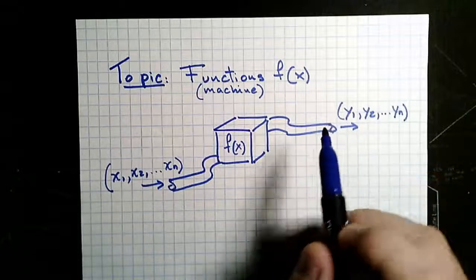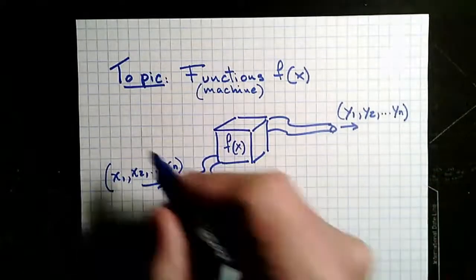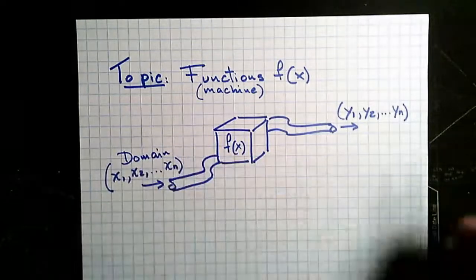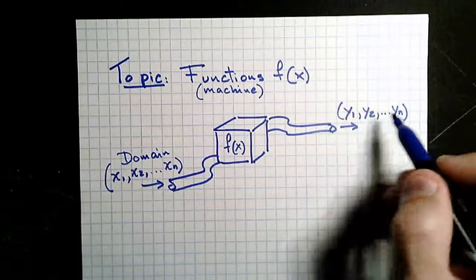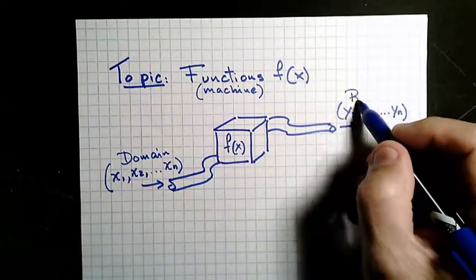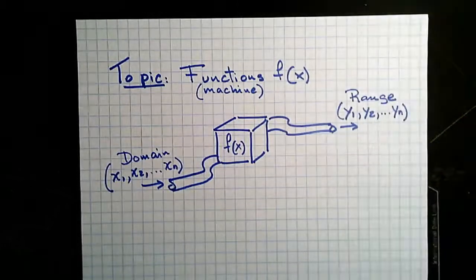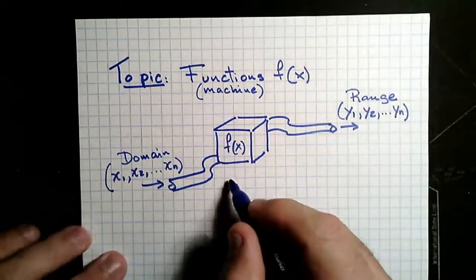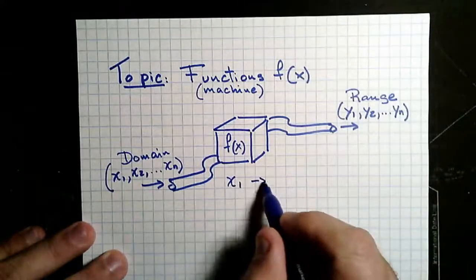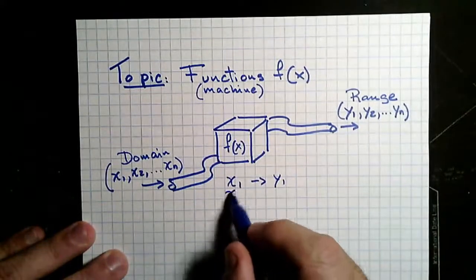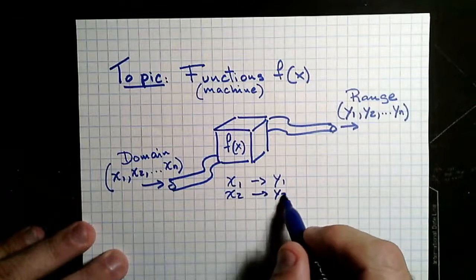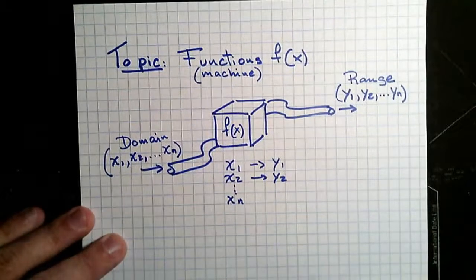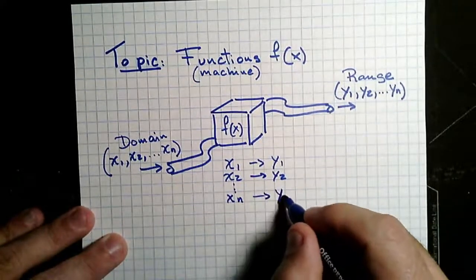Okay, so the set of numbers x is going to be called the domain, and the y set of numbers is going to be called the range. So the idea here is this: for each particular value x1, I am going to get y1. x2, I am going to call y2. The generic term xn is going to get here yn.